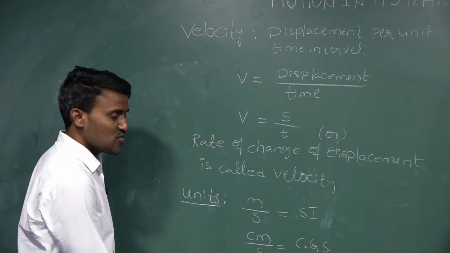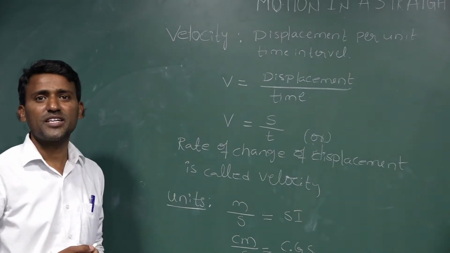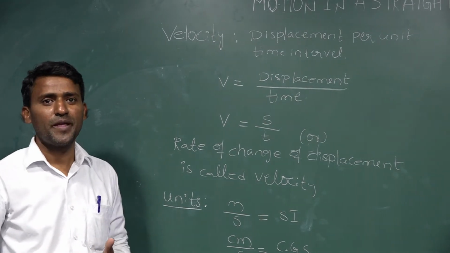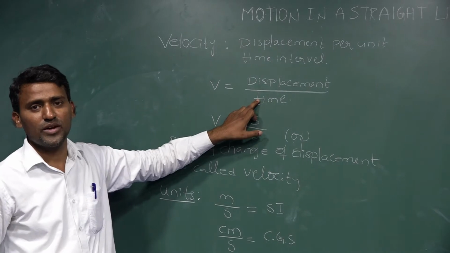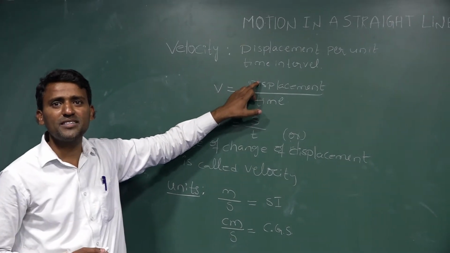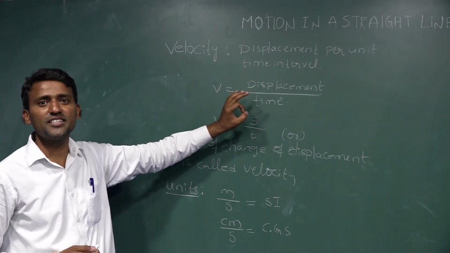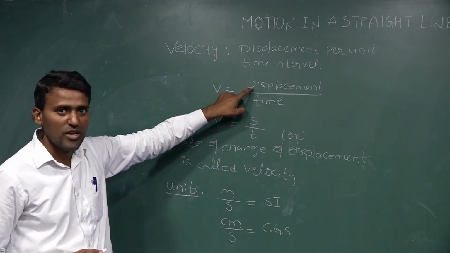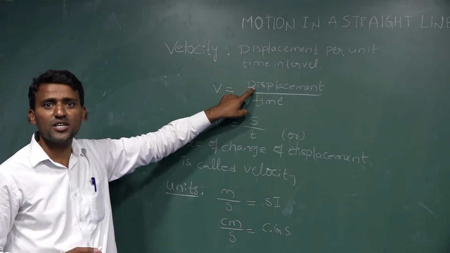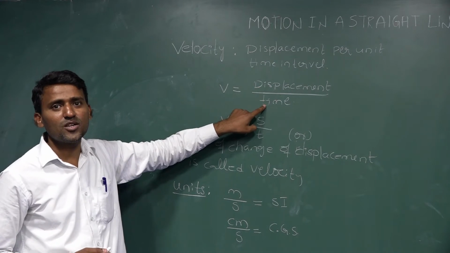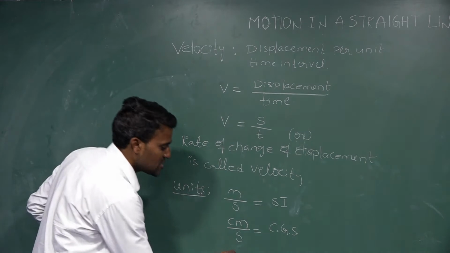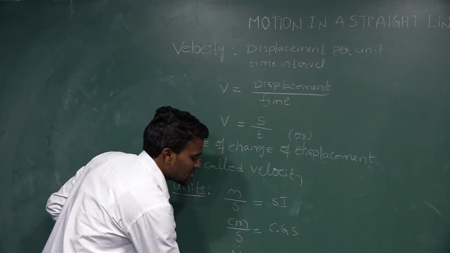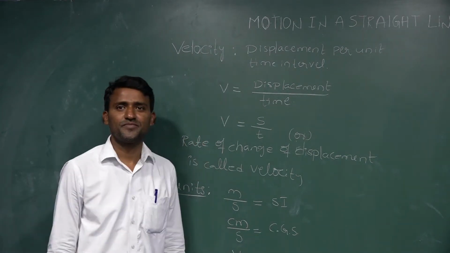Now, what type of quantity is it? It is a vector quantity or scalar quantity. Displacement is a vector quantity, time is a scalar quantity. So vector divided by scalar gives a resultant that is a vector. So velocity is a vector quantity.